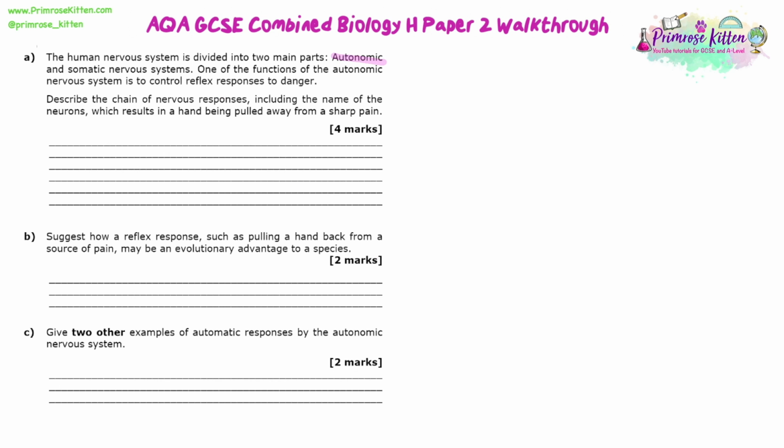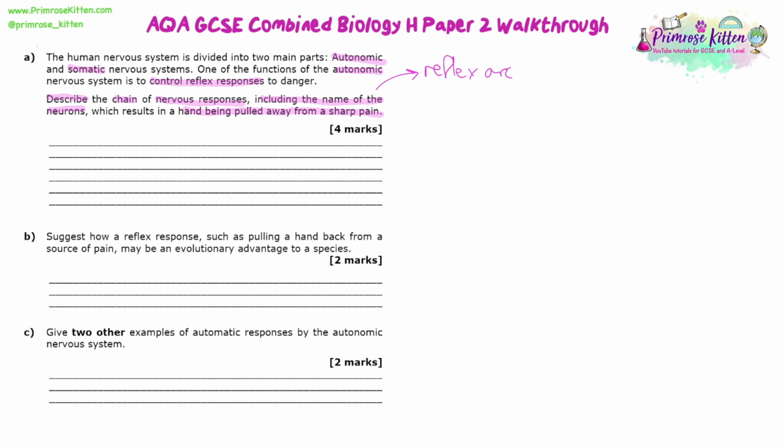The human nervous system is divided into 2 main parts, autonomic and somatic nervous systems. One of the functions of the autonomic nervous system is to control reflex responses to danger. Describe the chain of nervous responses, including the name of the neurons, which result in a hand being pulled away from a sharp pain. So this is a reflex arc question. So we need to talk about how the reflex arc happens, but it says describe. So we're describing the steps in the process of how we get from touching something that causes pain to pulling our hand away.